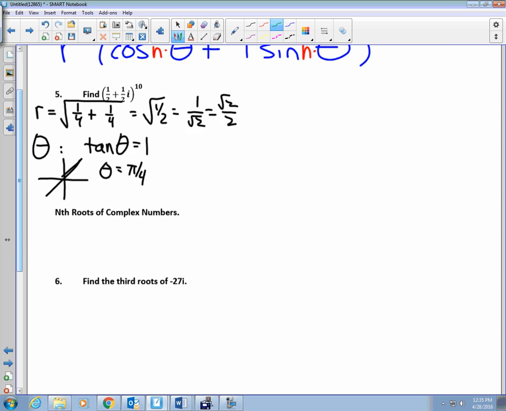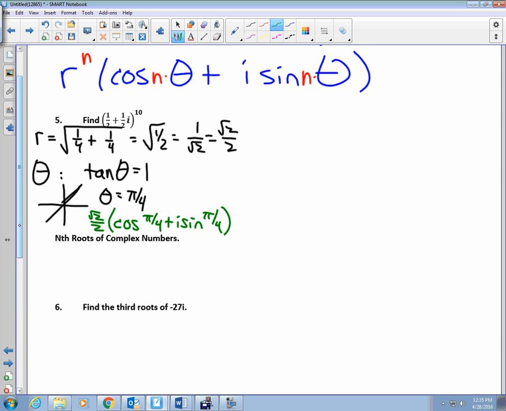So the trigonometric form is root of 2 over 2 times the cosine of pi over 4 plus i sine of pi over 4. That's the trigonometric form. Now, what power are we going to take that to? The 10th power. Sounds difficult, but we just use DeMoivre's theorem. So the root of 2 over 2 times the cosine of pi over 4 plus i sine of pi over 4, all to the 10th power.